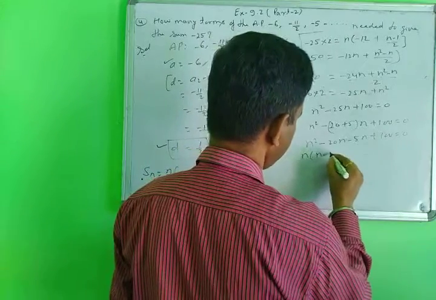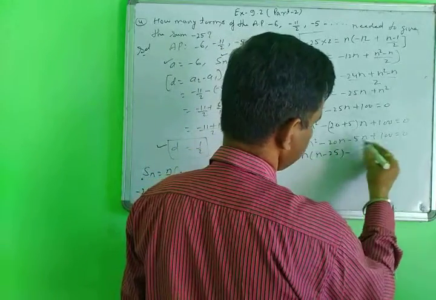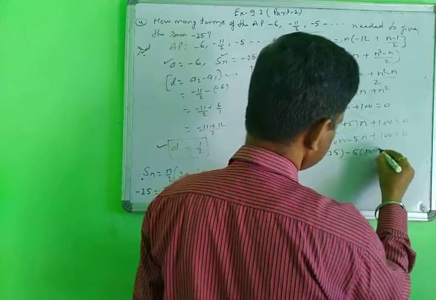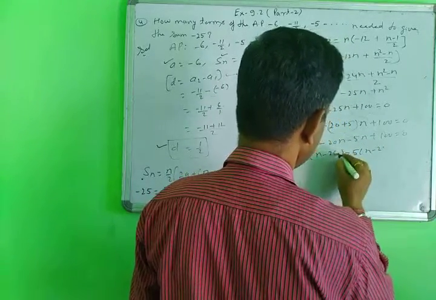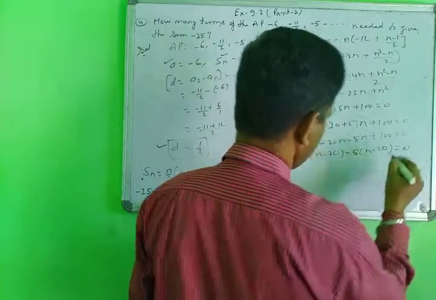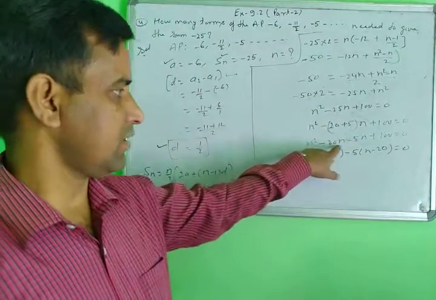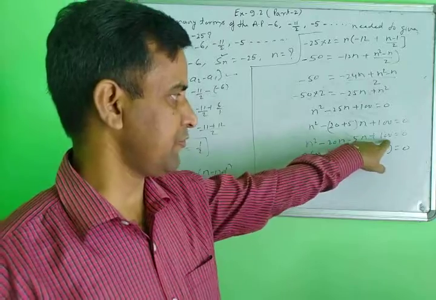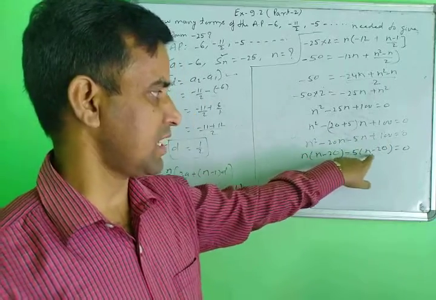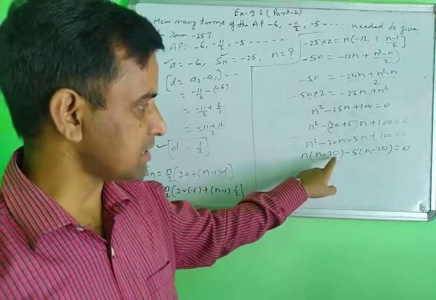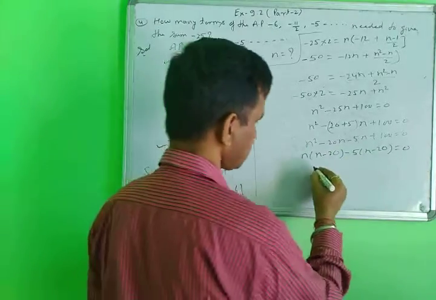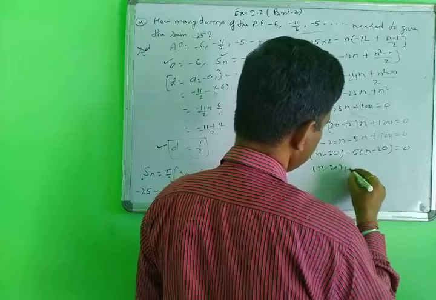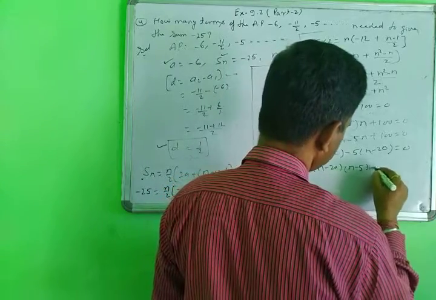Taking n common, n minus 25. Taking 5 common here, n minus 25. This is 20 equal to 0. Here taking n common in both the terms. Taking 5 common, n minus 20, n minus 20, n minus 20, again taking common here. N minus 20 and n minus 5 equal to 0.